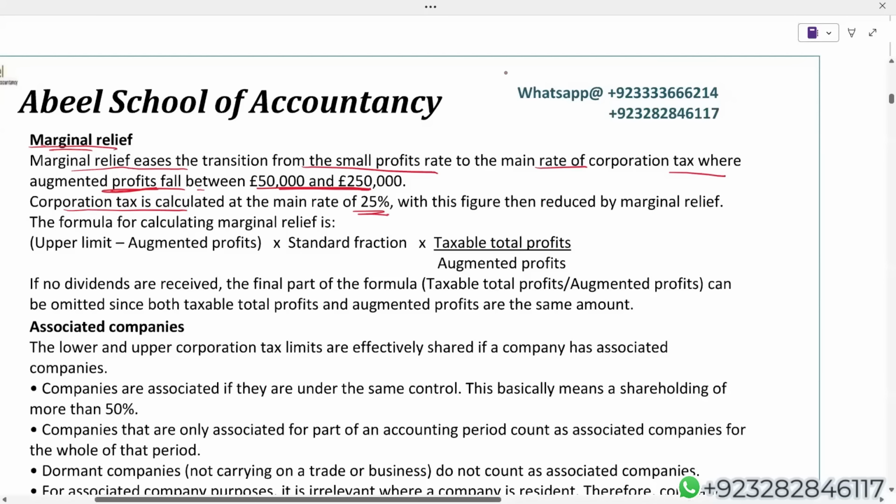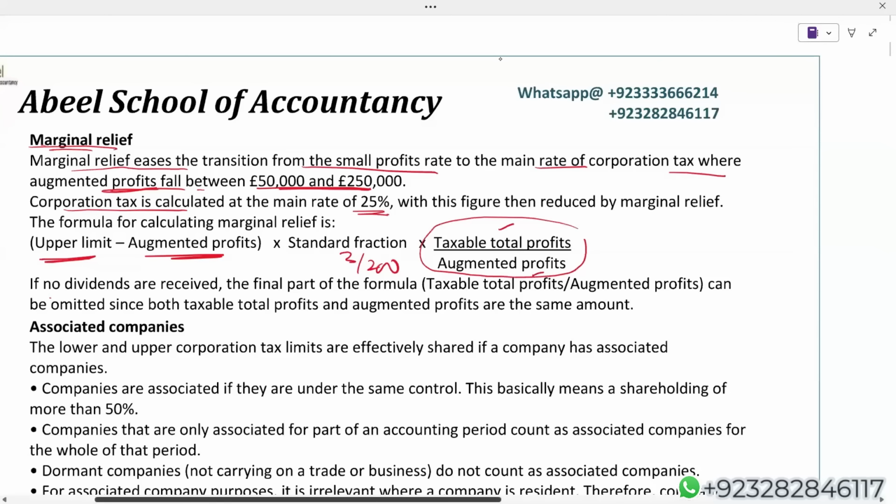How do we calculate marginal relief? Upper limit minus augmented profit, multiplied by the standard fraction, which is 3 upon 200, and that standard fraction is given to you in the exam as well. 3 upon 200, times taxable total profit upon augmented profit. But a very important point: if you come across any question where your taxable total profit and augmented profit are both the same, then obviously there's no need to utilize this fraction.